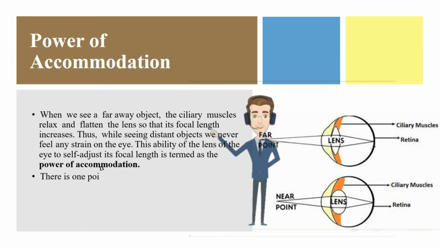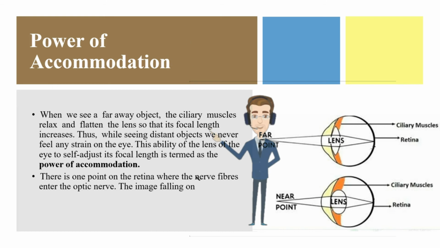There is one point on the retina where the nerve fibers enter the optic nerve. The image falling on this part of the retina cannot be seen, and hence it is known as the blind spot.